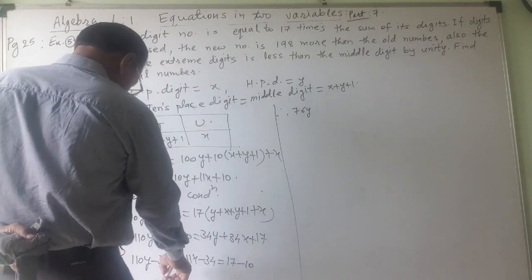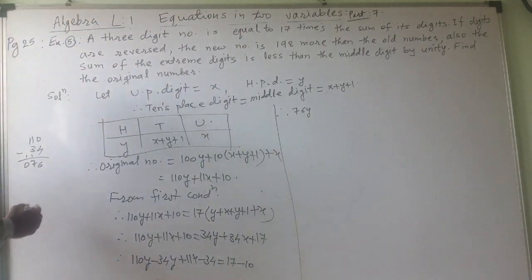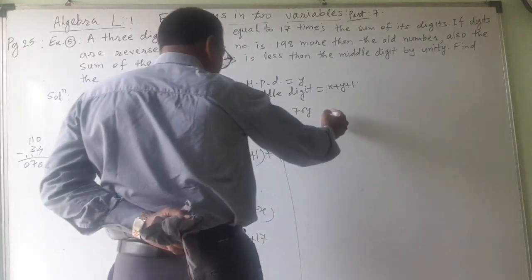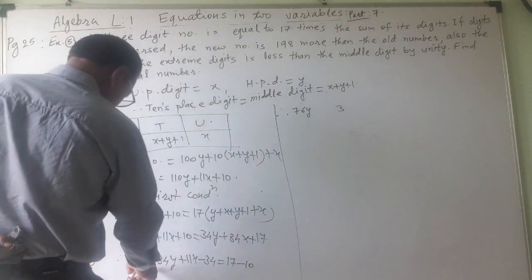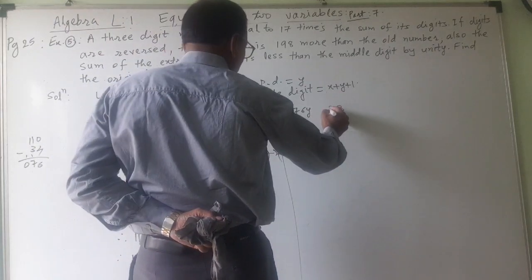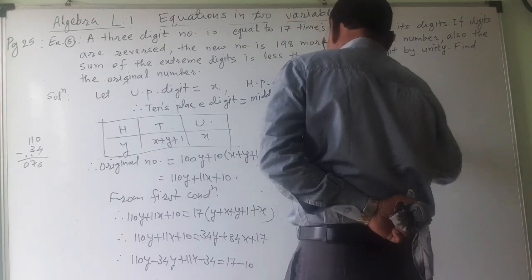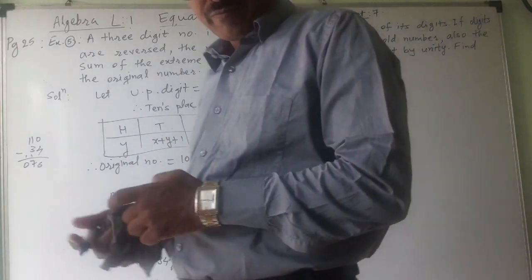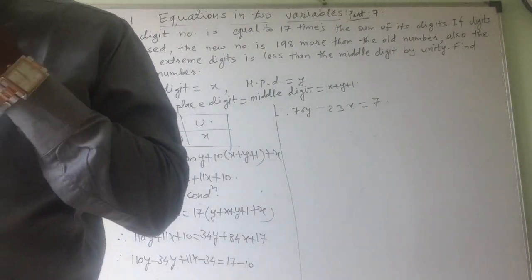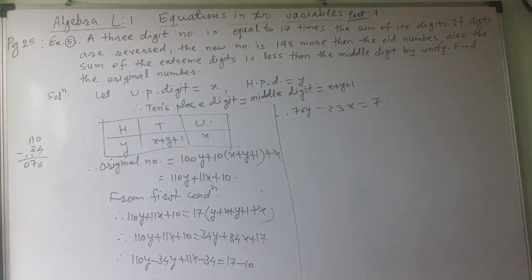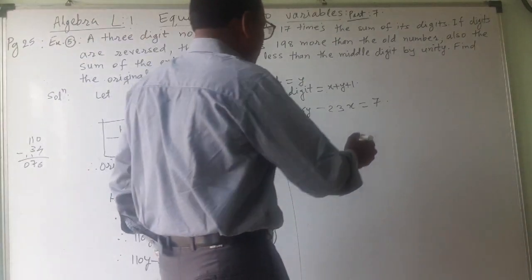76y. Now this also we will do. 34 minus 11: 4 minus 3 is 1, 3 minus 1 is 2, so 23x. And this is equal to 7. So this way, one equation we have got: 76y minus 23x is equal to 7. That is equation number 1.